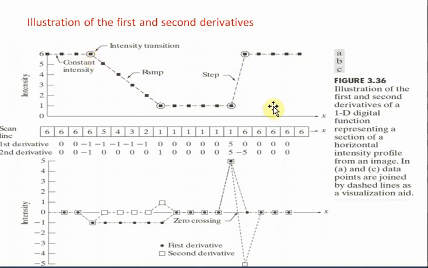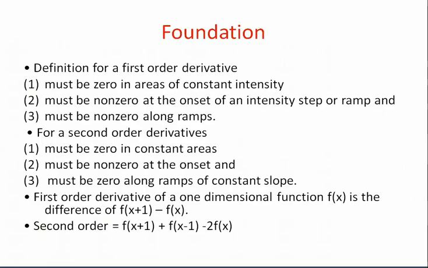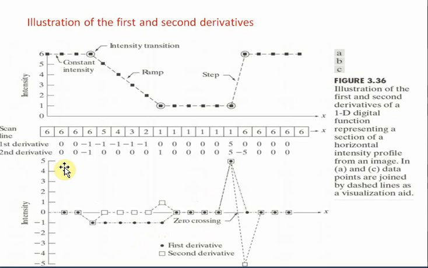In this way, draw the graph, and then apply the first order derivative and the second order derivative. The first order derivative is f of x plus 1 minus f of x. The second order derivative is f of x plus 1 plus f of x minus 1 minus 2 f of x. Take these two formulas. For the first order derivative, it is f of x plus 1 minus f of x. I start from this position. What is the derivative? f of x plus 1 minus f of x.